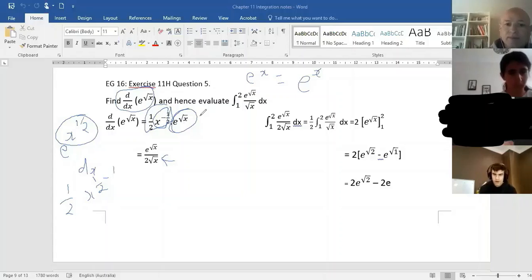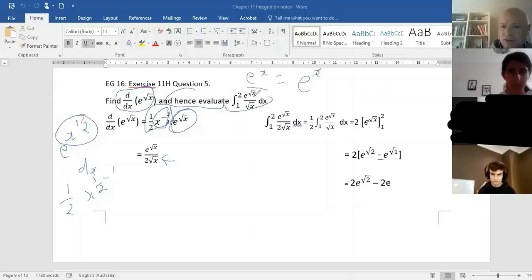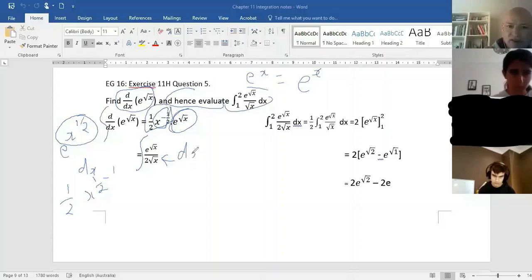Okay. Now the next part says, hence, evaluate this. Well, we've just worked this out, that if I put an integral there, then the integral of this thing between 1 and 2 is the same as the integral of that thing. So there it is, I've written it here. The only thing is I've got to take out this half because there's no 2 in this question at all. So this 1 divided by 2 has to come out.